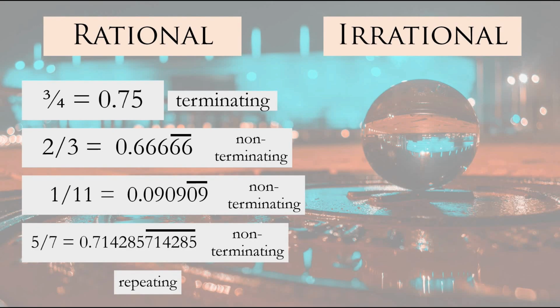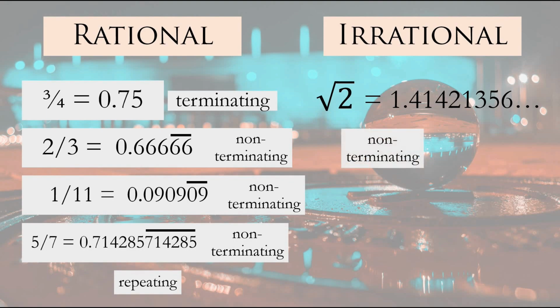So for rational numbers, we've got terminating or non-terminating but repeating patterned decimal forms. Now let's go to the irrational numbers. Let's have a look at the square root of 2, which is equal to 1.41421356 and so on. It's non-terminating but it's non-repeating, thus we classify it as irrational.